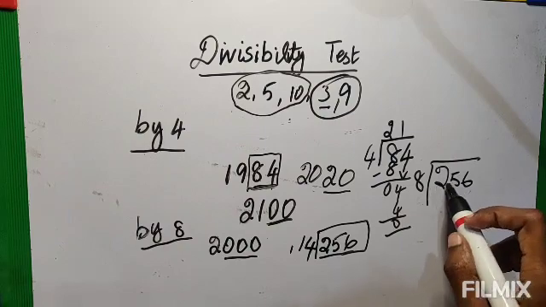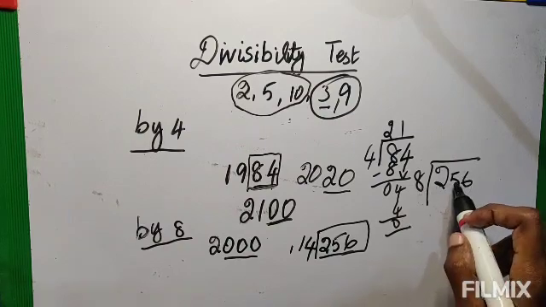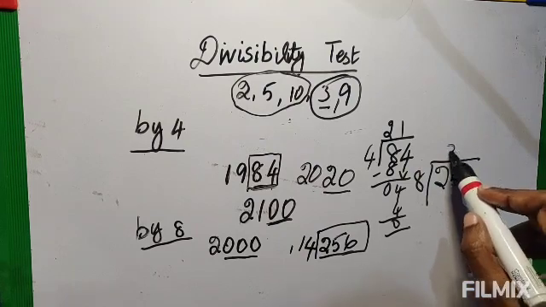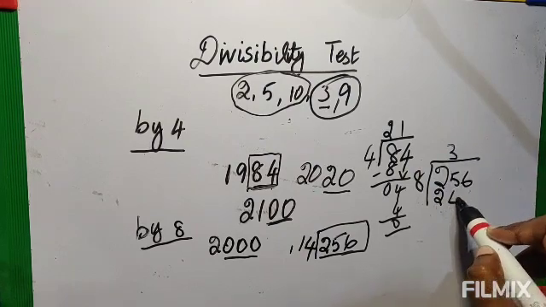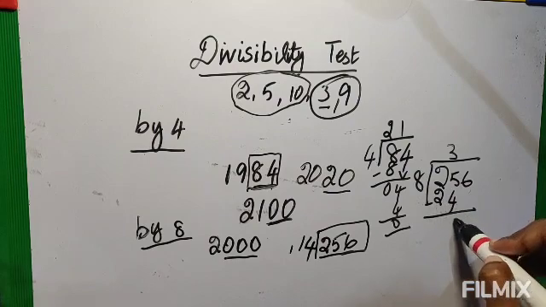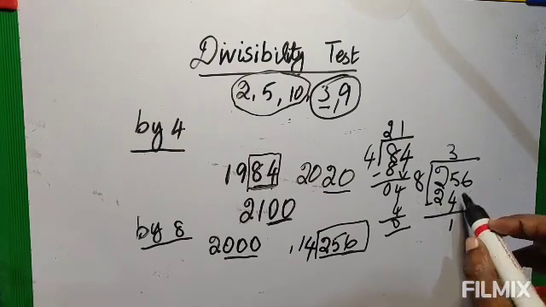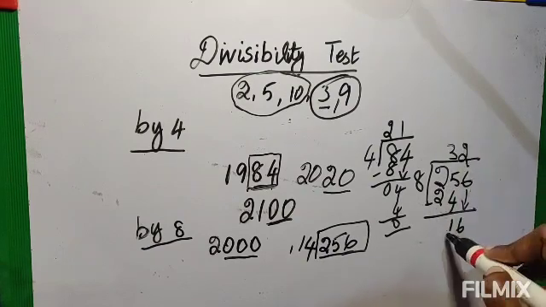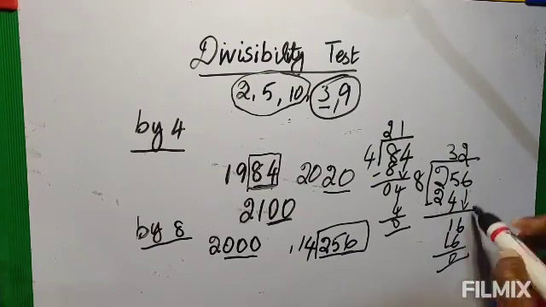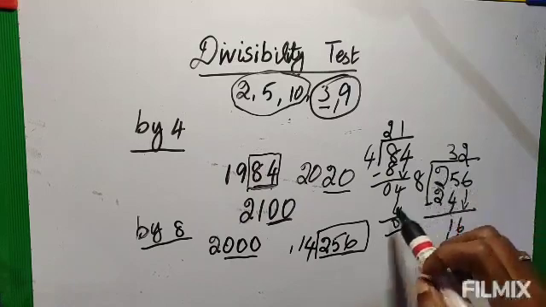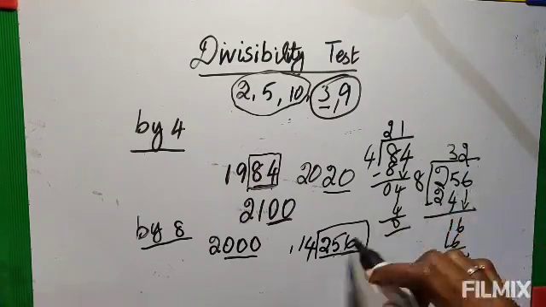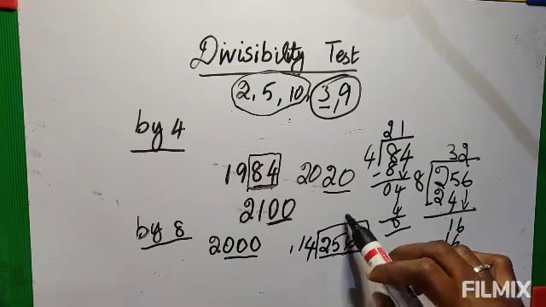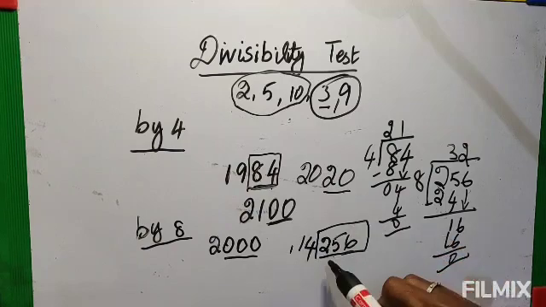Here 2 will not go in 8, so we will take 25. 8 3s are 24, and if you subtract, 25 minus 24 is 1, 2 minus 2 is 0. Now take the next number, 16. 8 2s are 16. So here the remainder is 0. So it is divisible by 8. Since the last three digits are divisible by 8, this number is divisible by 8.